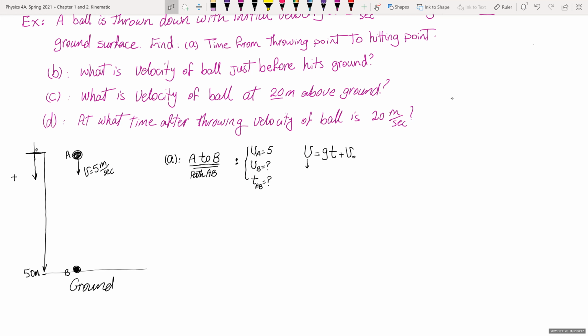So what is this v? It's final velocity. It's vB, velocity at point B. g is g. What is this t, guys? It's time from v naught to v. So this t is time from A to B. So my equation for path AB will be this. Now I'm going to substitute. vB is unknown. g is 9.8.